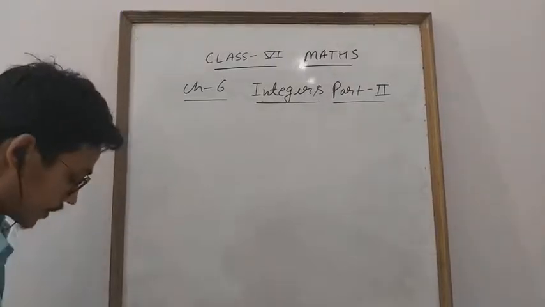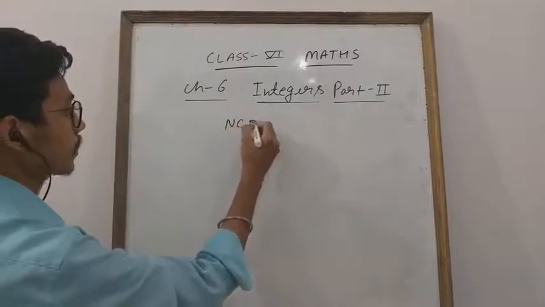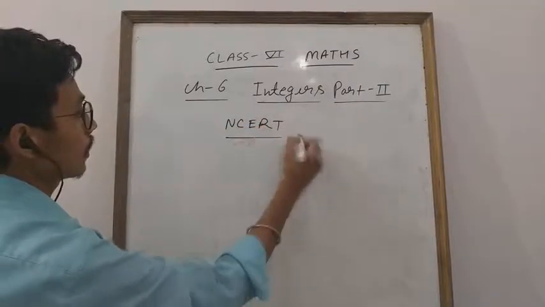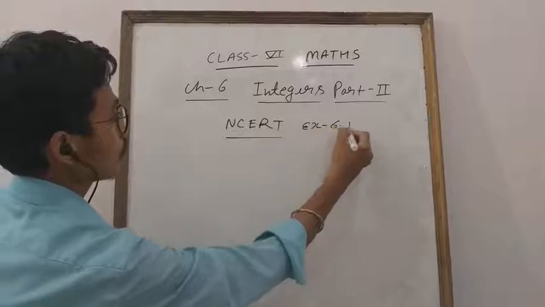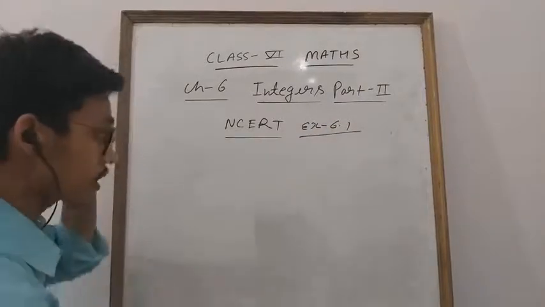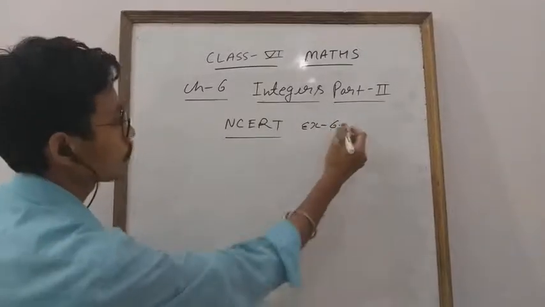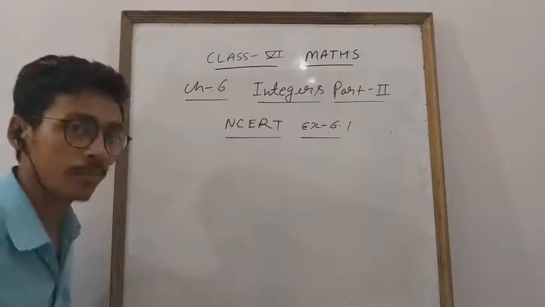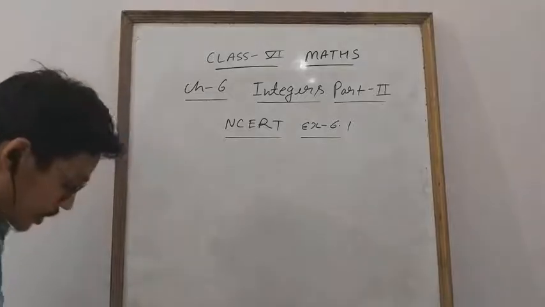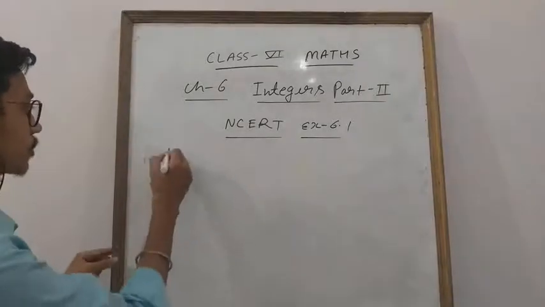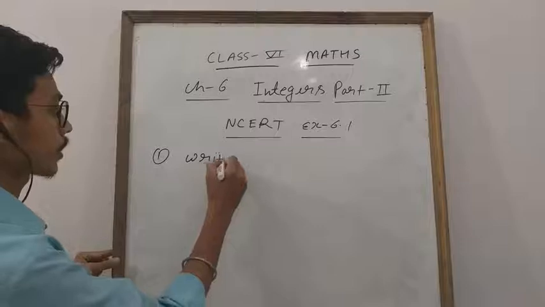Okay everyone, so this is NCERT exercise 6.1. Or see student, in ML Agarwal I think this is chapter 4, so don't be confused, you have to do both chapters, because the concept is the same. So the first question is given: write the opposite.